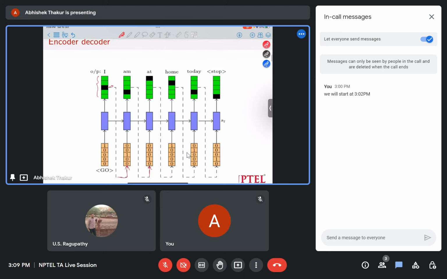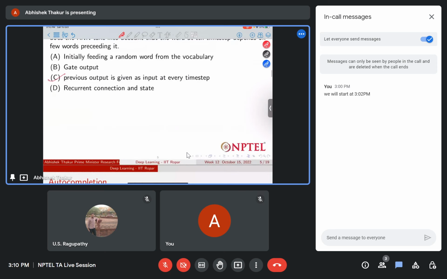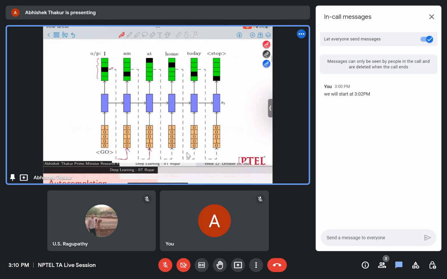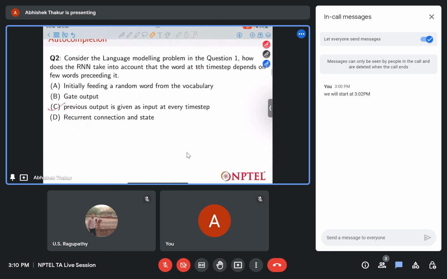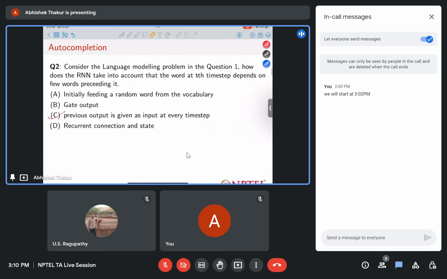As we can see, whatever is predicted here is given as the input to the next timestamp. So this is the answer for question number 2: the word at the t-th timestamp depends on the few words preceding it because the previous output is given as the input at every timestamp. Now we'll move on to question 3.